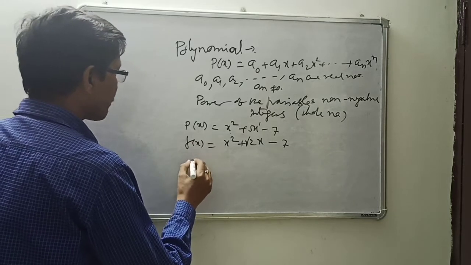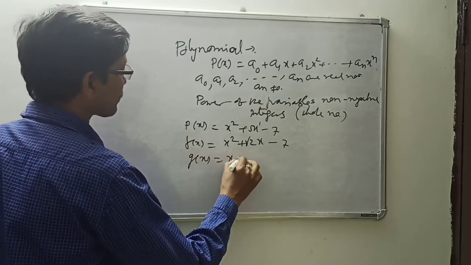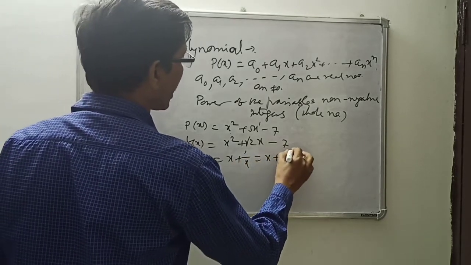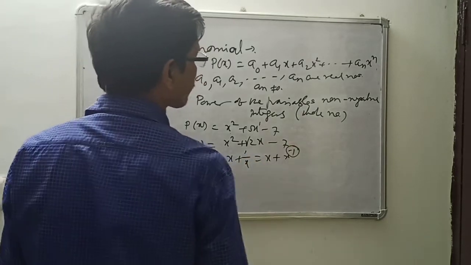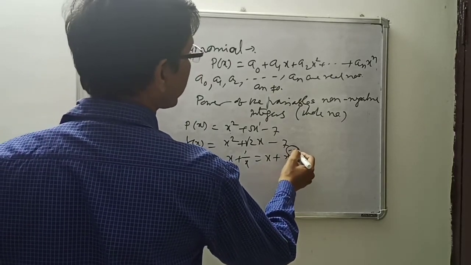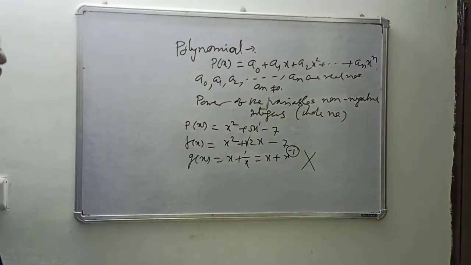Another example: suppose you have x plus 1 by x. You can write this in power form, where the power of x comes out as minus 1. From that point of view, it is not a whole number or non-negative integer, so it is not a polynomial. In this way we can identify polynomials.